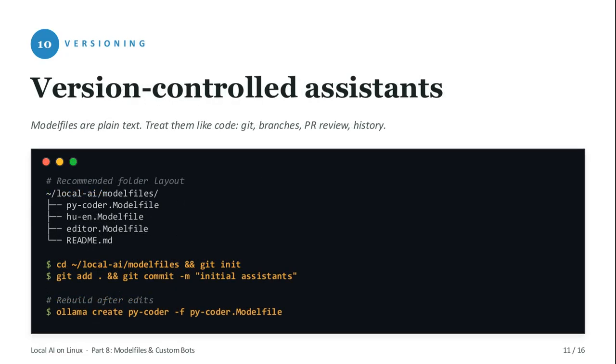And here's where things get genuinely powerful. Since model files are just plain text, they belong in Git like any other piece of code. Drop them all in one folder, PyCoder, Editor, a README to explain the lineup, then git init and commit. From that point on, you've got branches, pull request reviews, and full history on every prompt tweak. When you edit one, just rerun ollama create against the file and the new version is live.